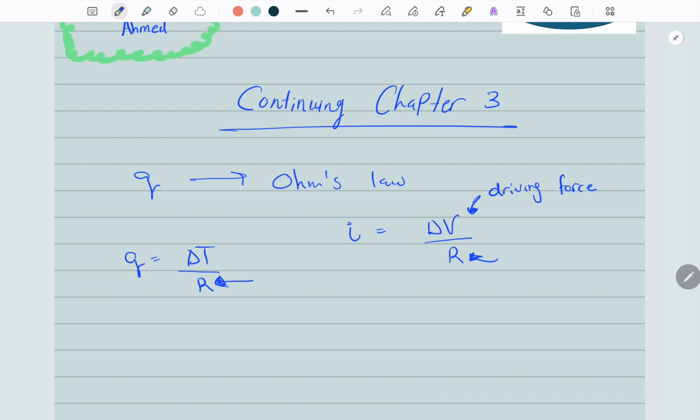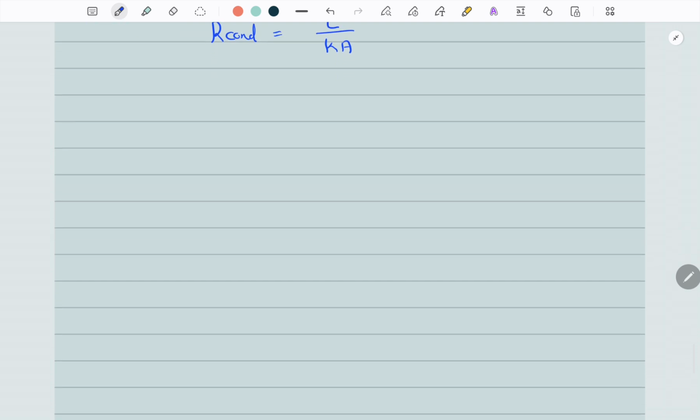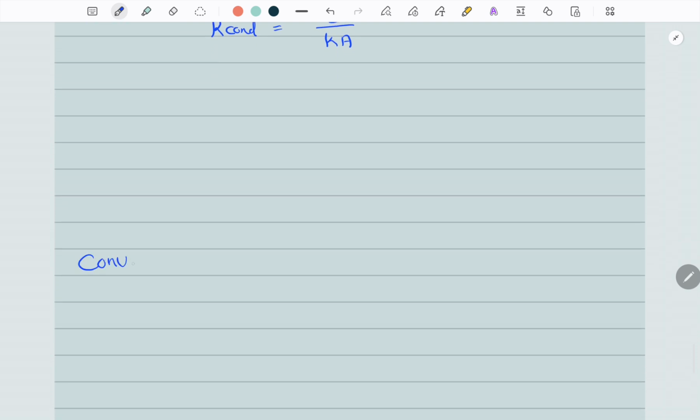The thermal resistance depends on the type of heat transfer. For example, in conduction, the resistance equals L over, let me rewrite this. The conduction resistance equals L over KA, whereas in convection, the resistance of convection equals 1 over HA.